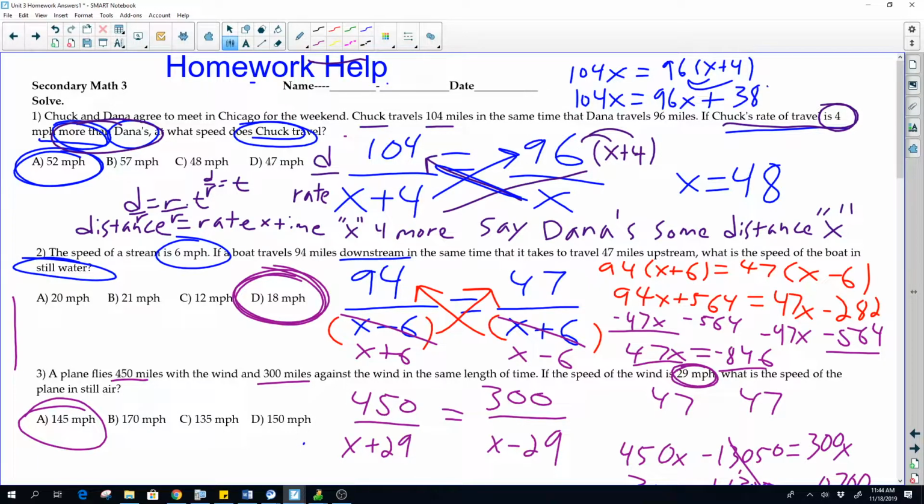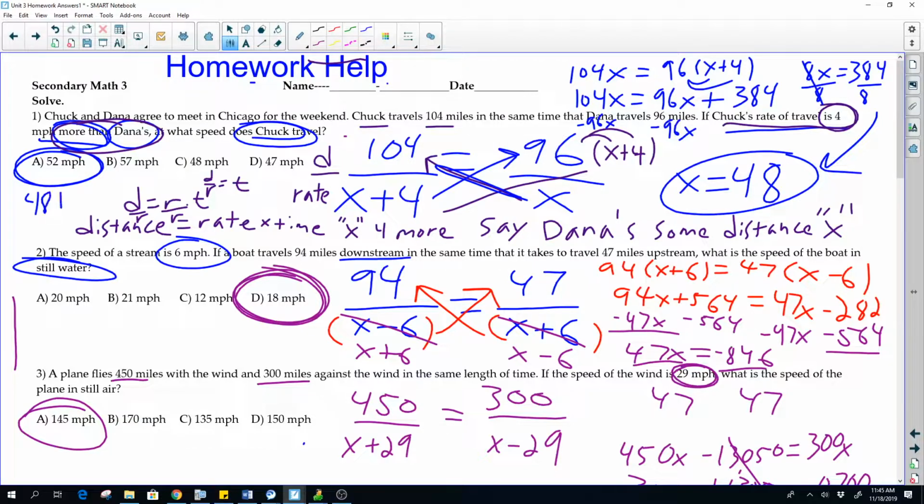And then we wanted to solve for x. So we minus 96x to the other side to combine our x's. So we get 8x is equal to 384. We divide by 8, divide by 8. And so we actually get x is equal to 48 when you divide by 8. Now it's not asking for Dana's, it's asking for Chuck's. So you're going to take that 48 and add that 4, and that gives us 52. So that's our answer for number 1.